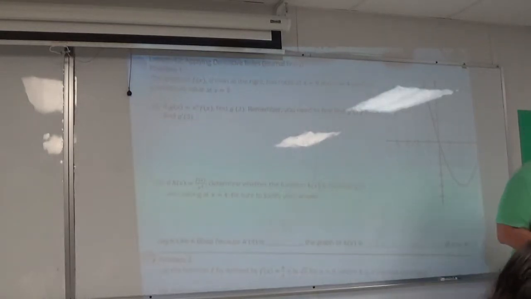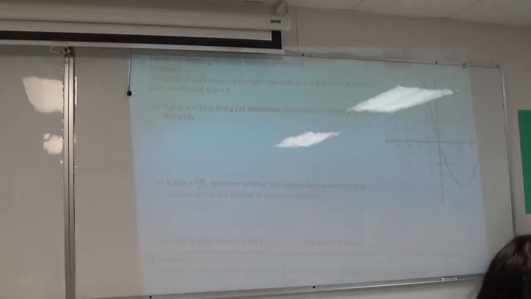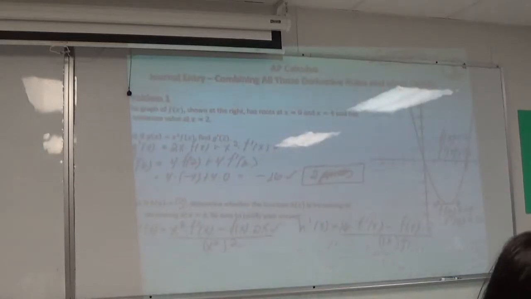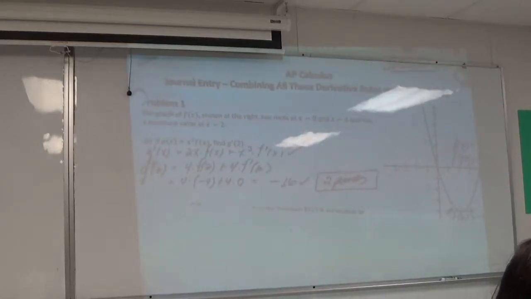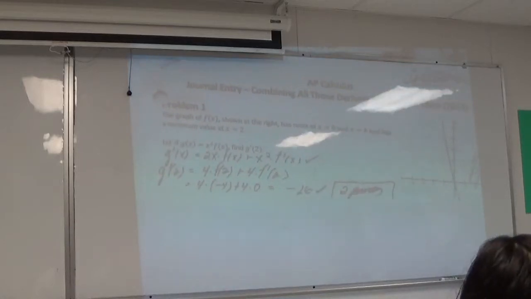Alrighty. Ready? So first of all, that was 5 minutes. Just want to be real. That was 5 minutes. All right, here comes part A. Part A, g of x equals x squared times f of x. Find g prime of 2.